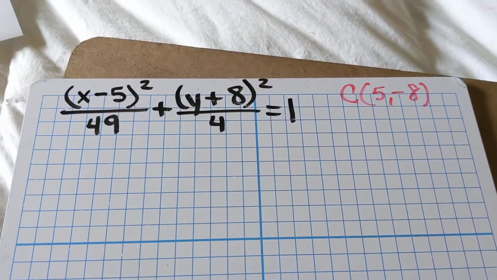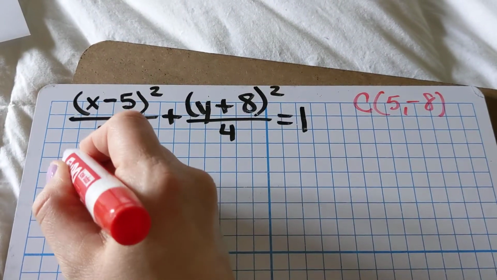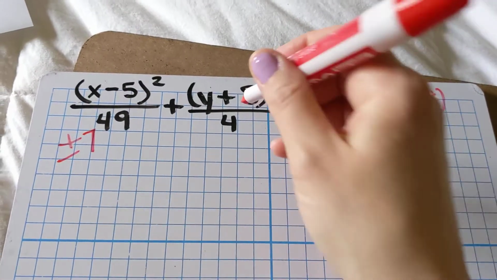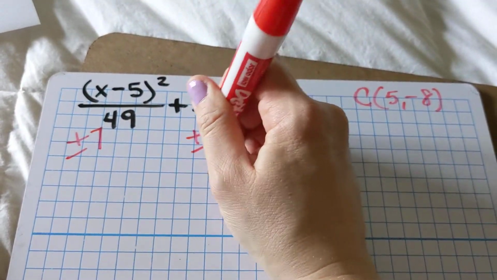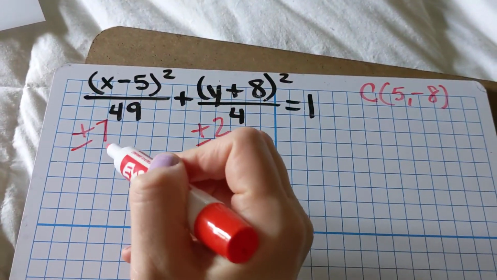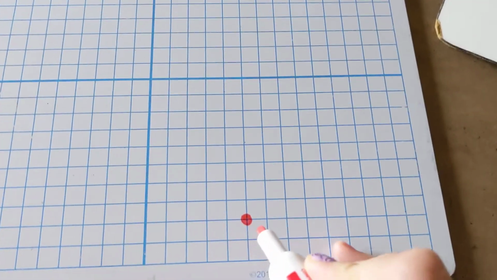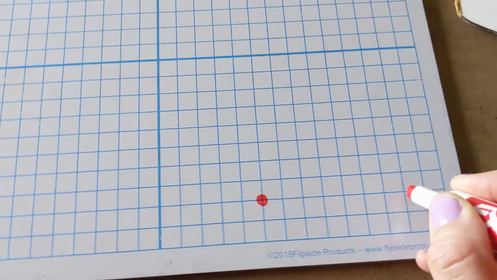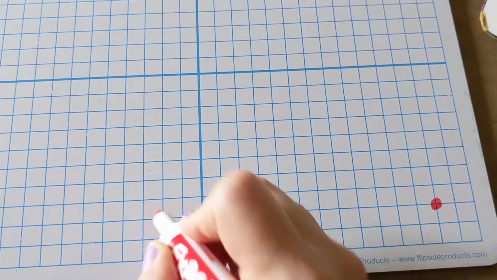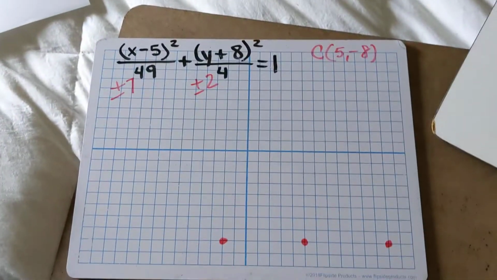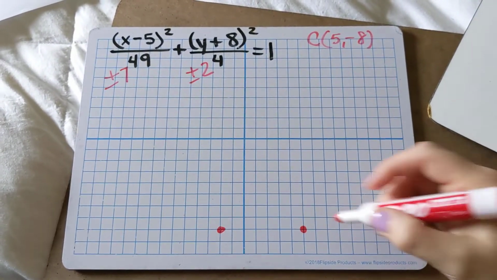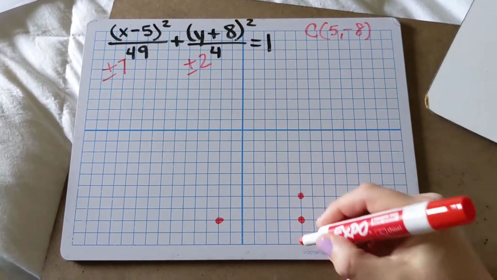Okay, so over here, the numbers on the bottom, you want to square root those. So like the square root of 49 is 7. And technically it's positive and negative 7. Square root of 4, positive and negative 2. Now, because that 7 is below the x, it means from our center, we're going to go out 7 to the right and 7 to the left. Since the 2 is below the y, you're going to go up 2 and down 2.